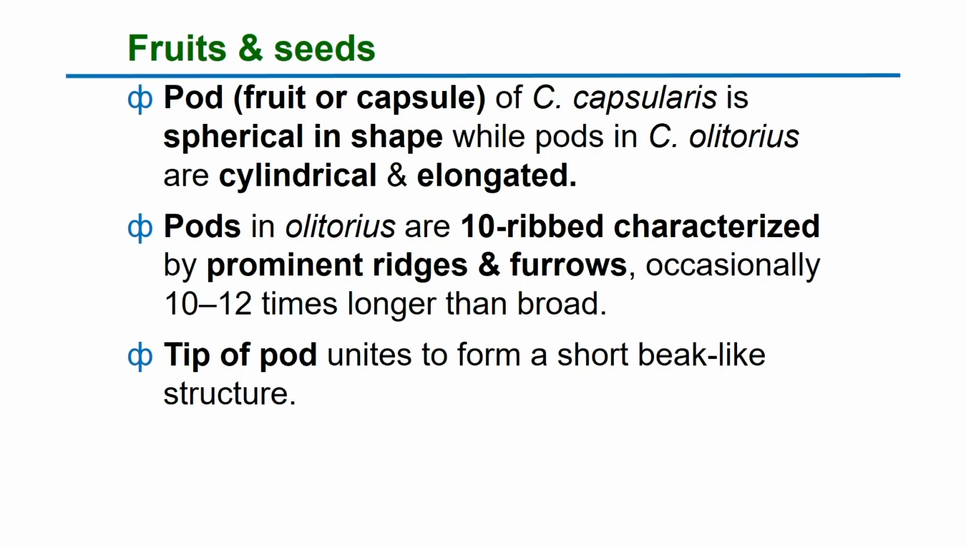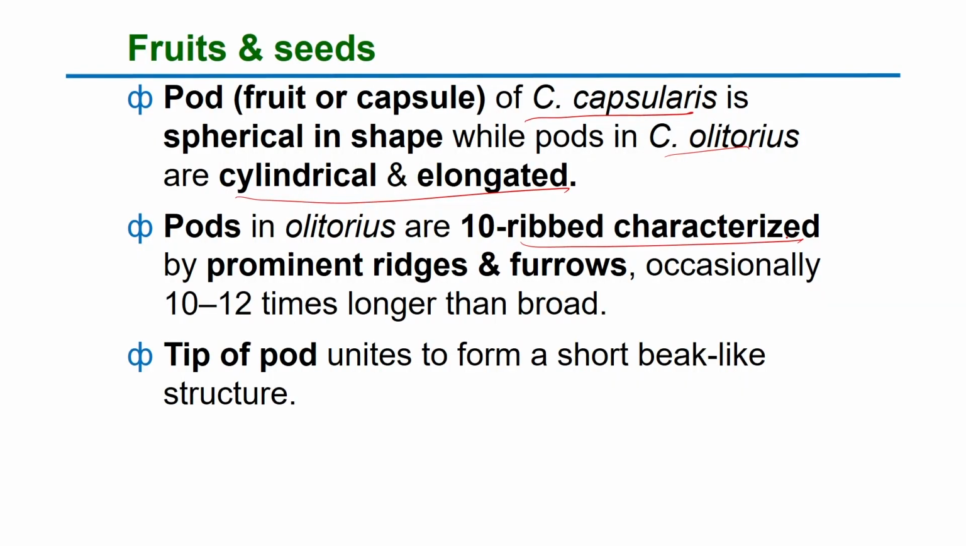Now fruits and seeds. Pod is the fruiting unit of this crop. Fruit is also called capsule, or C. capsularis. C. capsularis is spherical in shape. The pod is spherical, meaning round in shape, while pods in olitorius are cylindrical and elongated. So one difference is in pod shape.